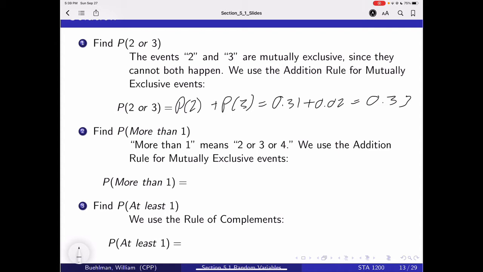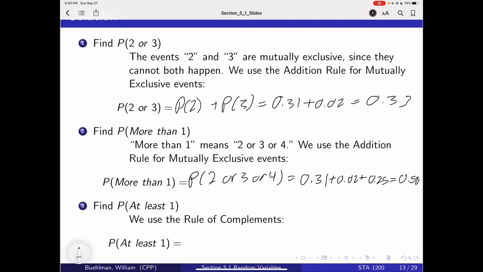What about for the probability that more than 1 misses their appointment? Well, more than 1 means that we have 2, 3, or 4 that miss their appointment. We can again use the addition rule for mutually exclusive events. So the probability of more than 1 is the probability of 2 or 3 or 4, which equals 0.31 plus 0.02 plus 0.25, which is equal to 0.58.